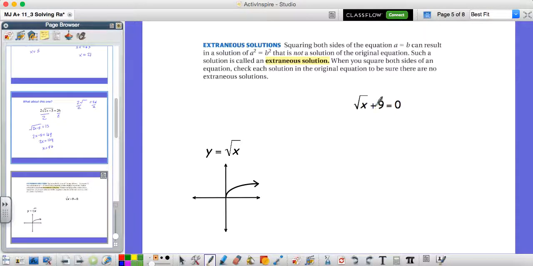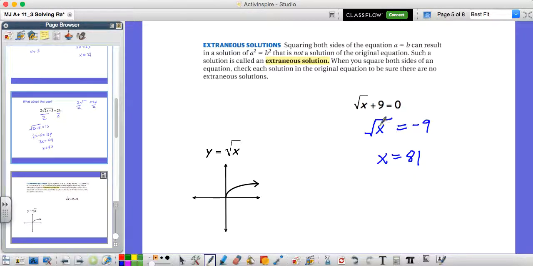So if we're looking at this problem, the square root of x plus 9 equals 0, we'd subtract 9 from both sides, have the square root of x is equal to negative 9. And then we'd square both sides, so x is equal to positive 81. This looks like a good answer, but then when we replug that back into our equation, square root of 81 is 9. 9 plus 9 is 18, but that's not 0.